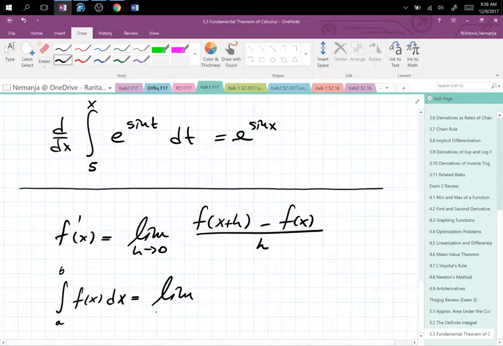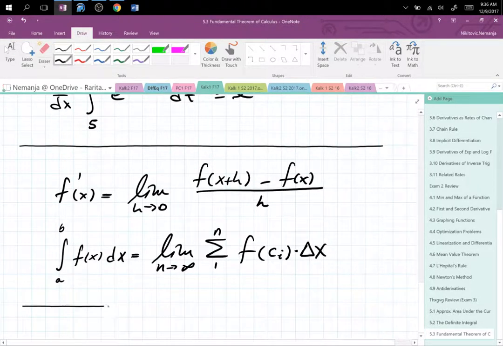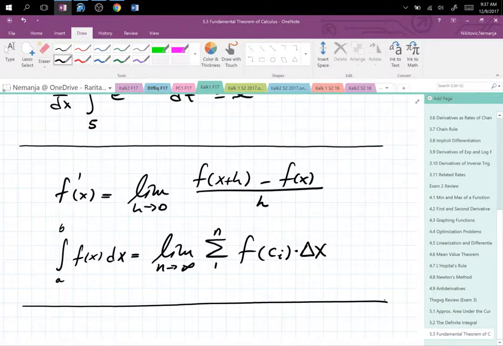It starts with the limit where n goes to infinity. It was last week. Summation from 1 or 0, doesn't matter, to n of f of ci times delta x. Very good. So, do you see it? Do you see it, how they're opposite, how they're completely opposite?